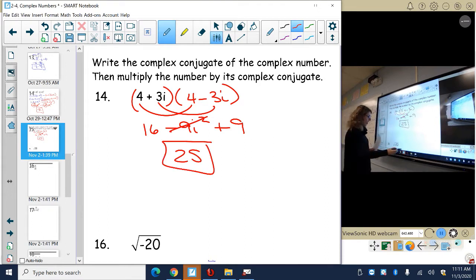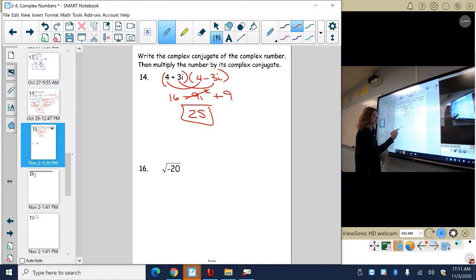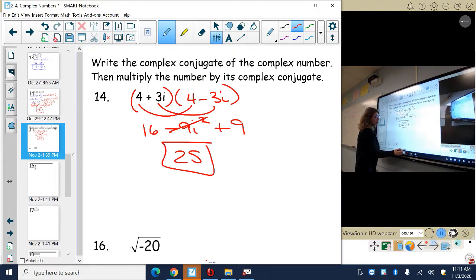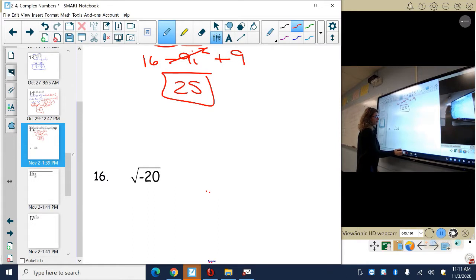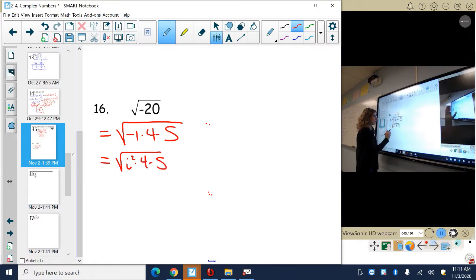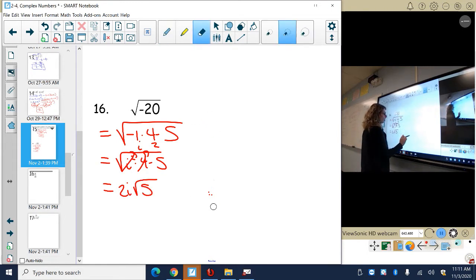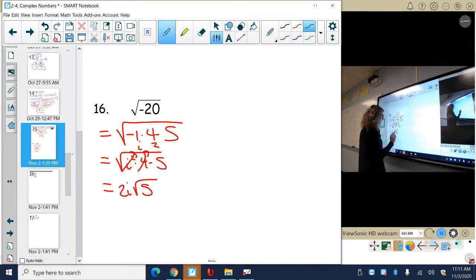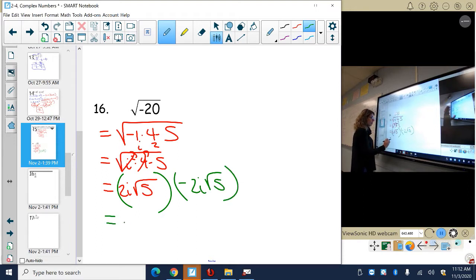Okay? Now number 16, yeah, that's a little different. You actually have to calculate that one. So if you have to calculate that one, this is going to give you negative 1 times 4 times 5, which is going to be i squared times 4 times 5, which comes out as an i, and this comes out as a 2. So that's 2i square root of 5. Now what is the conjugate of that? The conjugate of that is going to be the opposite, so negative 2i square root of 5. So now that's going to be negative 4i squared times the square root of 25.